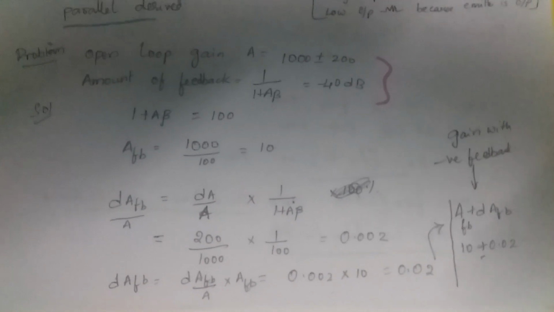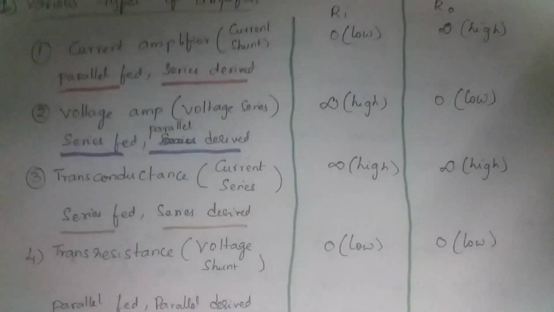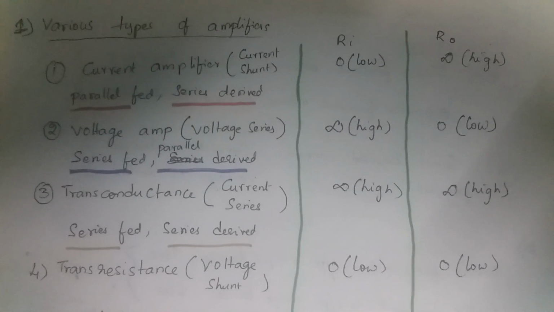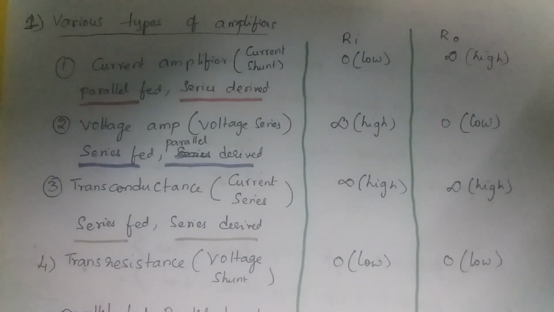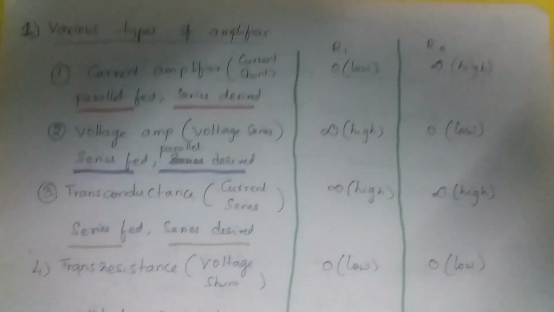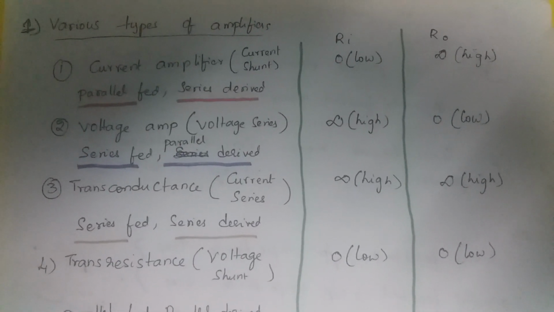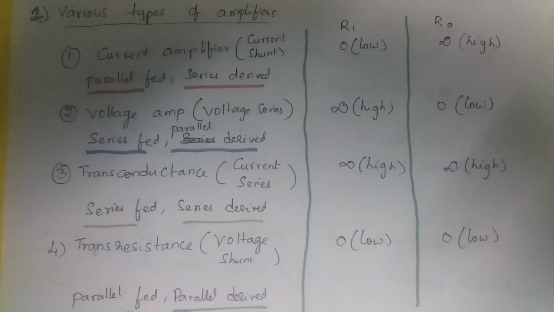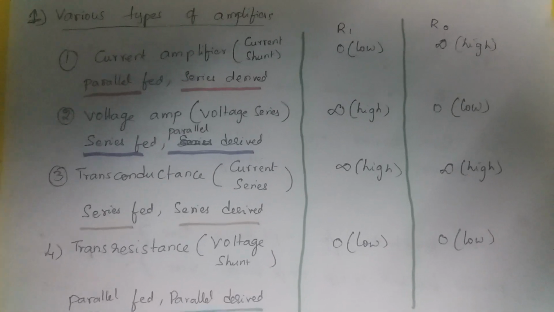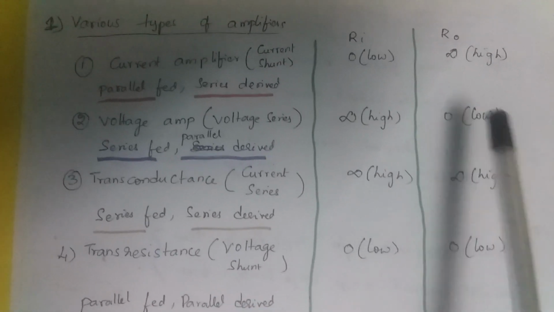Now let's have further discussion about the various types of amplifiers. When you call it a current amplifier, it means it's a current shunt amplifier. In that situation, it is parallel fed series derived. In that case, Ri is 0, Ro is infinity. When you say voltage amplifier, it is a voltage series amplifier and it is series fed parallel derived. When it is series fed, the input you are seeing is voltage, and when it is parallel derived, the output you are seeing is low impedance, that is, you are seeing voltage.